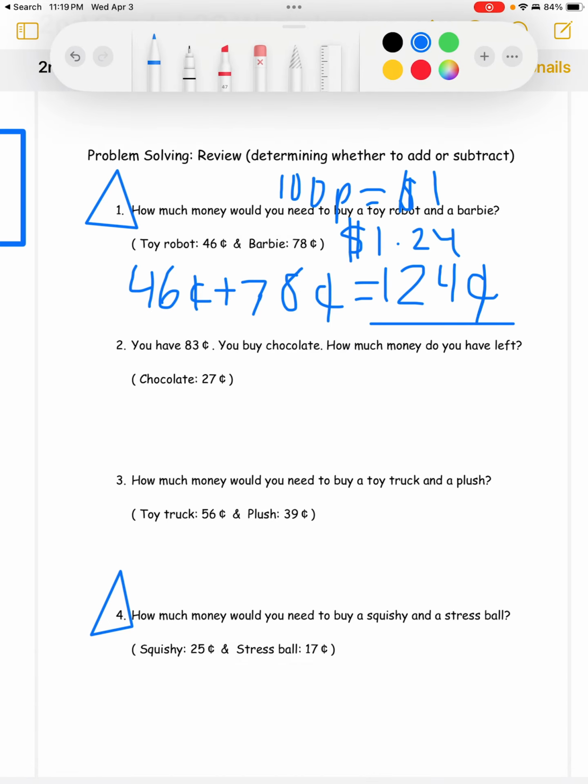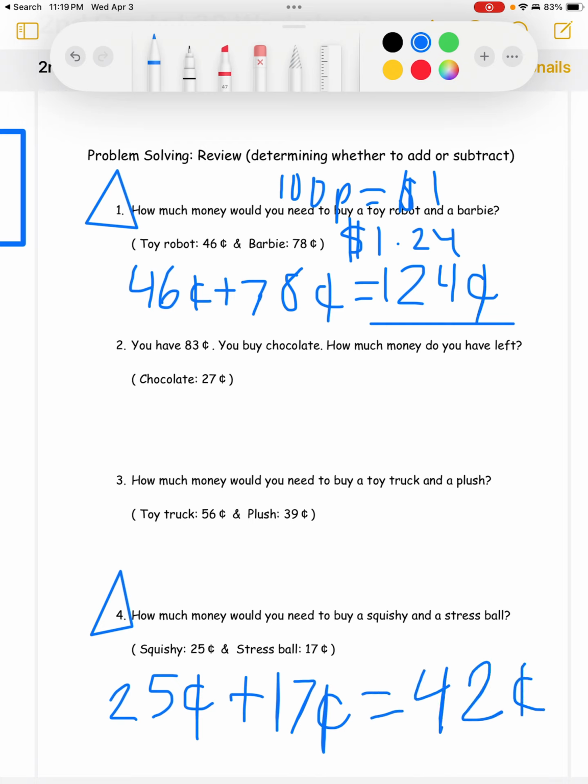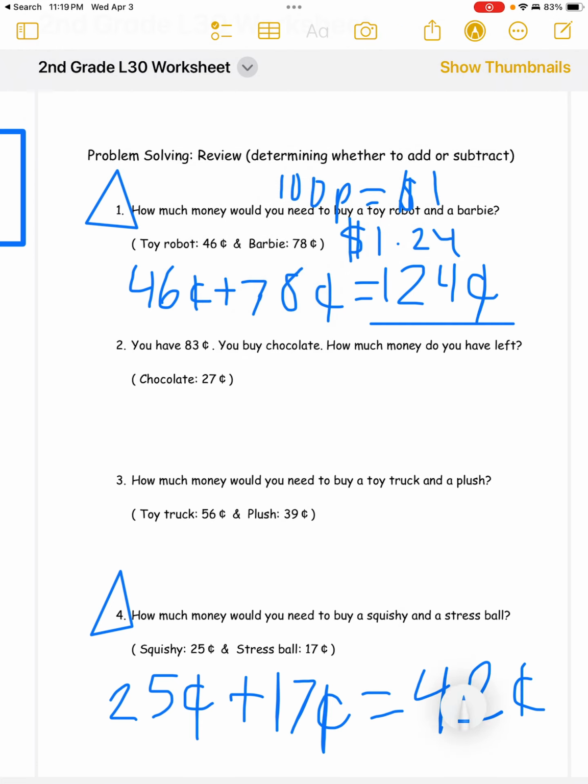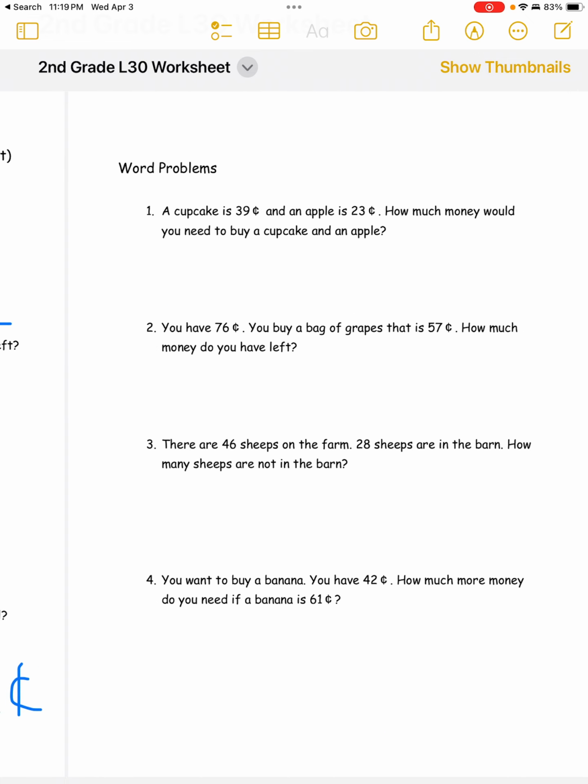Question number 4. How much money would you need to buy a squishy and a stress ball? So it's asking for the total amount of money to buy a squishy and a stress ball. So we would need to add. So 25 cents plus 17 cents, which equals 42 cents. So 42 cents would be needed to buy a squishy and a stress ball.